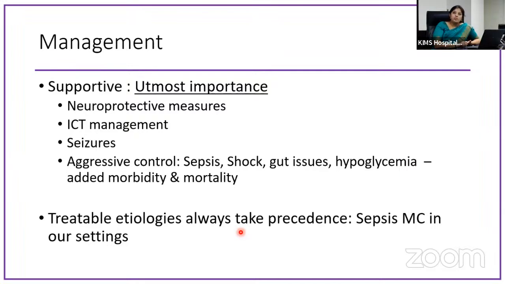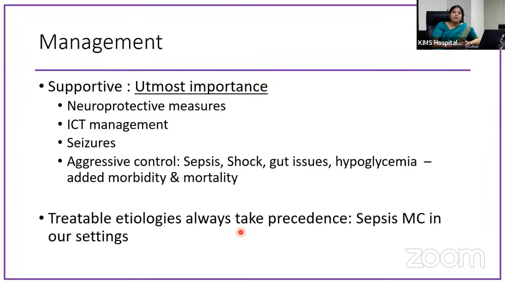Seizures require aggressive control, and the associated things which can result in these factors, or sometimes are associated as an independent factor, like sepsis, shock, gut issues, and hyperglycemia, have to be aggressively controlled, because these are the things which are going to add to morbidity and mortality for these kids. So if you have a child who has organic acidemia but has severe hypoglycemia, the organic acidemia may be controlled after a few days, but hypoglycemia can result in permanent structural brain malformation.